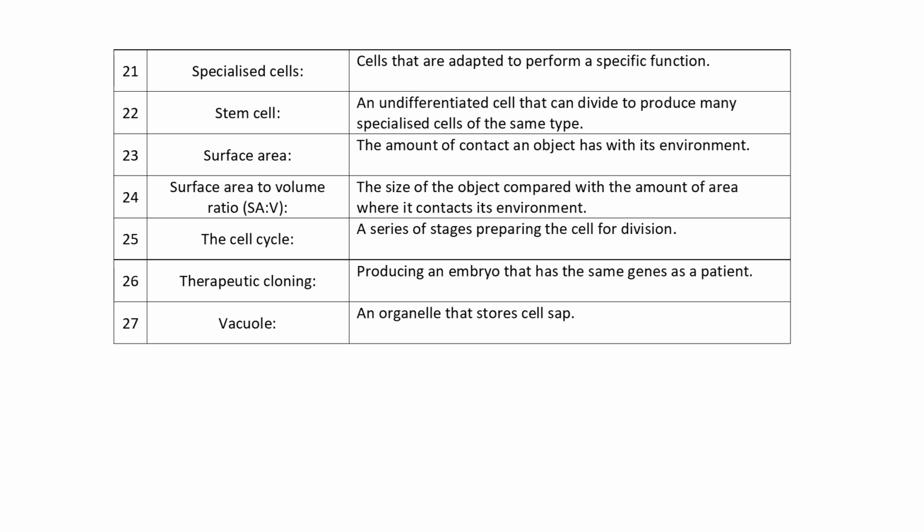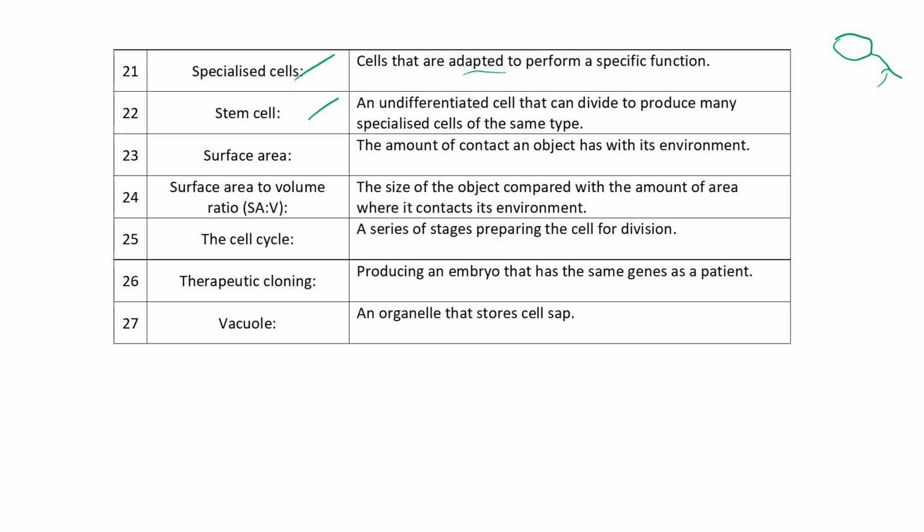Cells that are adapted to perform a specific function. Okay, so I'm just going to draw sperm again, right? That's adapted to have a specific function, which is to swim, and it's got DNA in it, a specialized cell. An undifferentiated cell that can divide to produce many specialized cells is a stem cell, and we've got the adult ones, we've got embryonic ones, and we've got meristems in a plant.